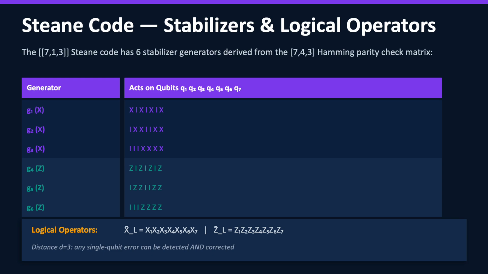The logical operations on this code, the way you perform computation on protected information, are also elegantly simple. The logical bit flip operation involves applying a physical operation to all 7 qubits simultaneously, and the logical phase operation similarly acts on all 7. The fact that these logical operations spread uniformly across all qubits is not a coincidence. It is a consequence of the mathematical structure of the code and is precisely what enables the transversal gate operations that make the Steen code so valuable for fault-tolerant computation.